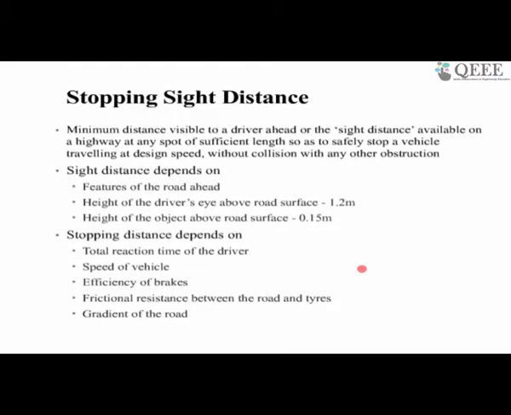If you look into the stopping sight distance, it will definitely depend on the total reaction time, because that is the lag time when the vehicle is traveling at the same speed. Then the speed of the vehicle: if a vehicle is at a higher speed, the lag distance is going to be more, and the braking distance is also going to be more because it needs to come from that speed to a lower speed. Efficiency of the brake is also needed. The friction resistance between the tire and the road is also needed, because if the friction is less, it will take more distance. If friction is more, it will take less distance. And the gradient of the road, the physical characteristic of the road, as I told you.